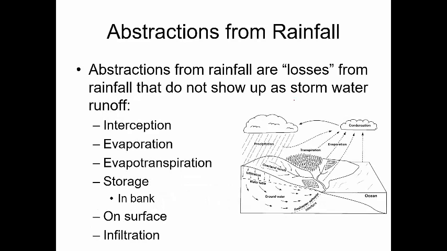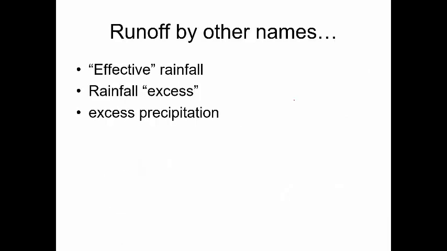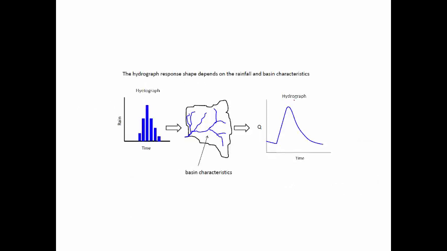So you have rainfall, and anything that stops rainfall from turning into runoff is an abstraction. We call them losses from the rainfall because they don't show up as stormwater runoff. So we have interception, evaporation, evapotranspiration, storage, and surface infiltration. You saw that in the water cycle video. Runoff is also called effective rain, rainfall excess, or excess precipitation.